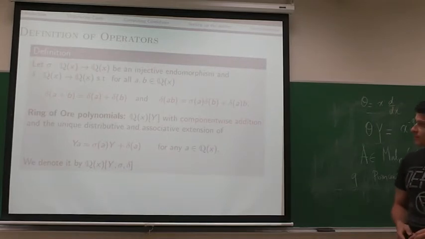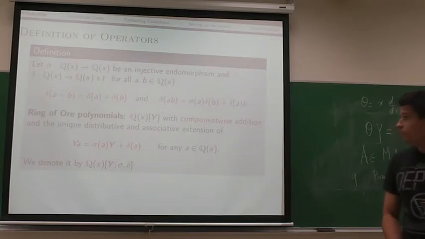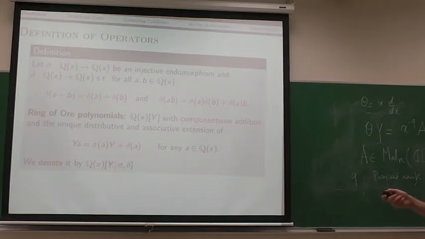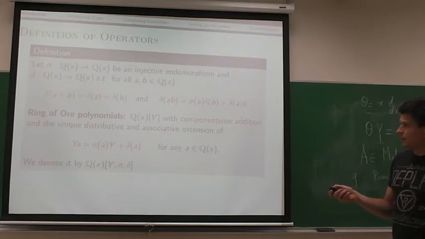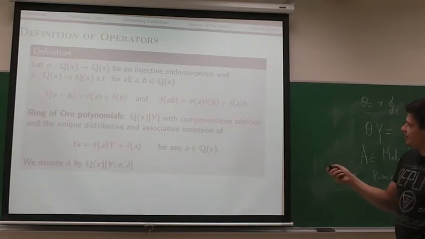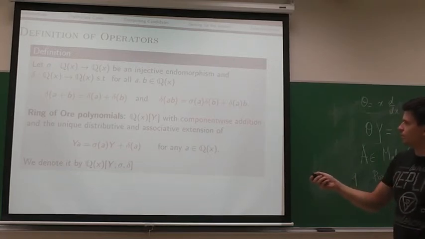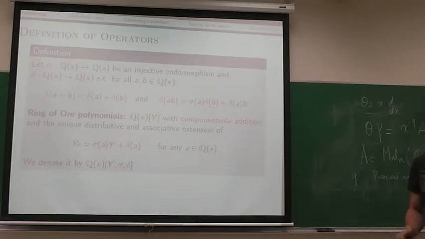Okay, and for doing all this, we have to get a little bit more into detail, so I will define what Ore polynomials are. We let sigma be an injective endomorphism from the rational functions to the rational functions, and delta be a so-called pseudo-derivation, which is linear, so delta of A plus B is equal to delta A plus delta B, and it satisfies this skew Leibniz rule. If you're not familiar with this, don't worry, you don't have to remember this, you just have to remember that there exists some delta like this.